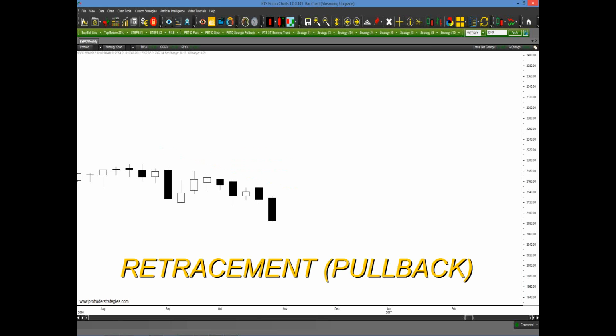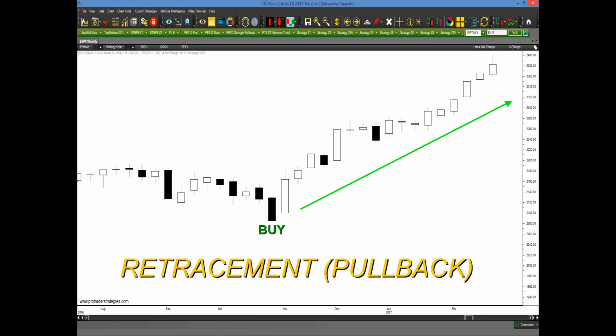Now, with the actual method I'm going to be sharing with you today, I'm going to share with you the entry rules to one of our most consistent retracement or pullback methods. Rather than thinking of this as a downtrend, you would have seen this as a buying opportunity, and a signal would have been generated to buy right here. And it would have been a very nice trade, as you see.